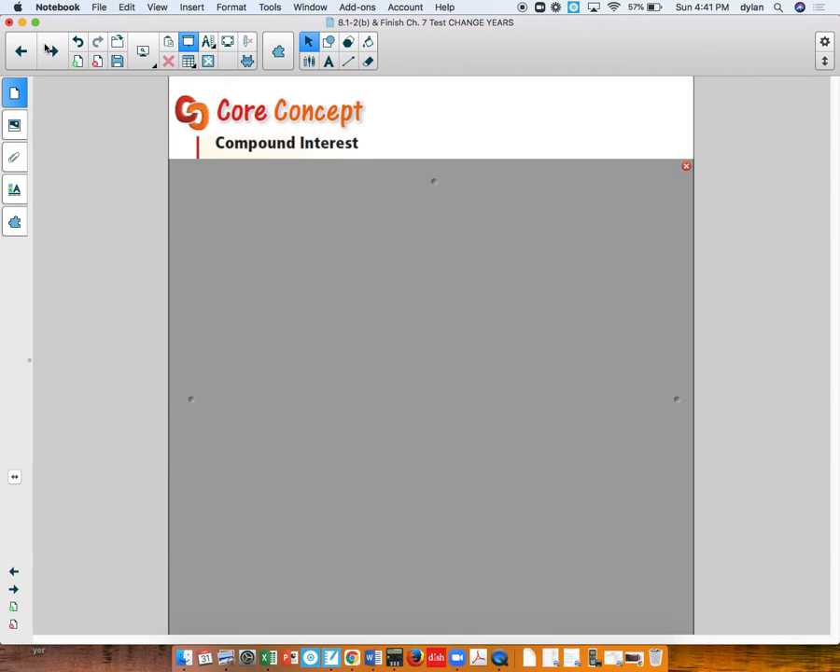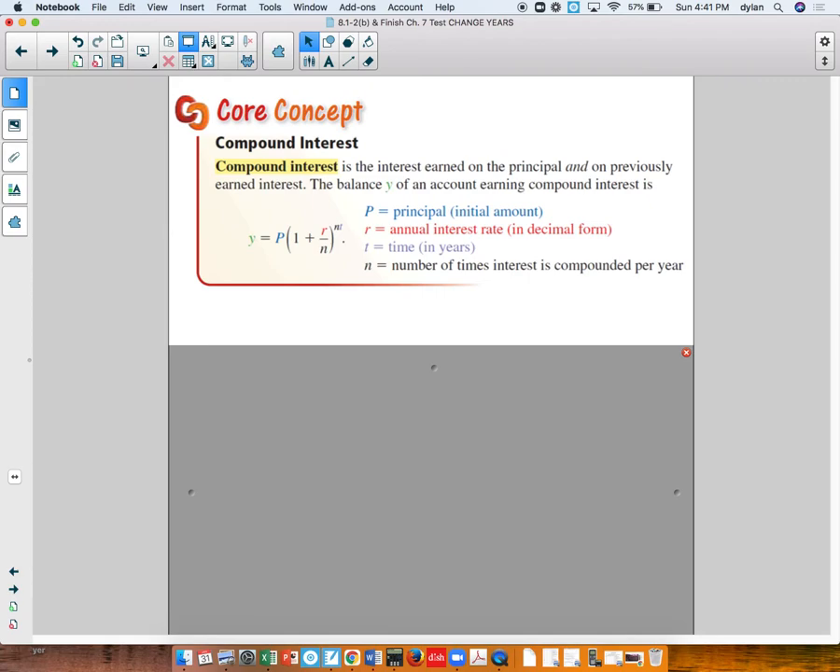Our compound interest formula is y equals p times 1 plus r over n, raised to the nt, where p is your principal, or your starting amount, r is your interest rate as a decimal, t is time, and n is the number of times the bank is recalculating or compounding your amount owed each year. Interest might be compounded monthly, daily, quarterly, or annually. Later this chapter we're going to look at when they compound interest continuously.